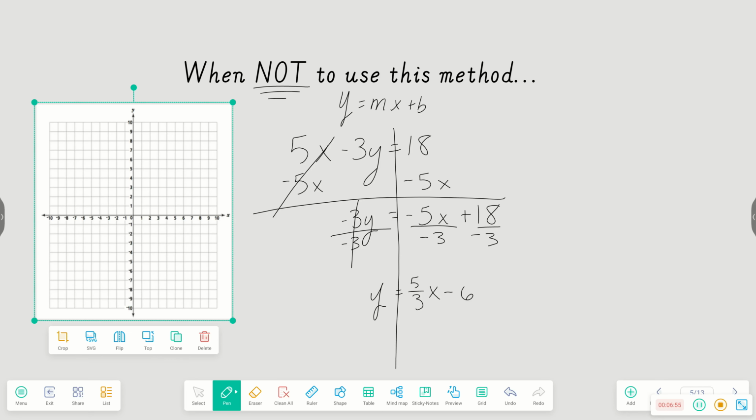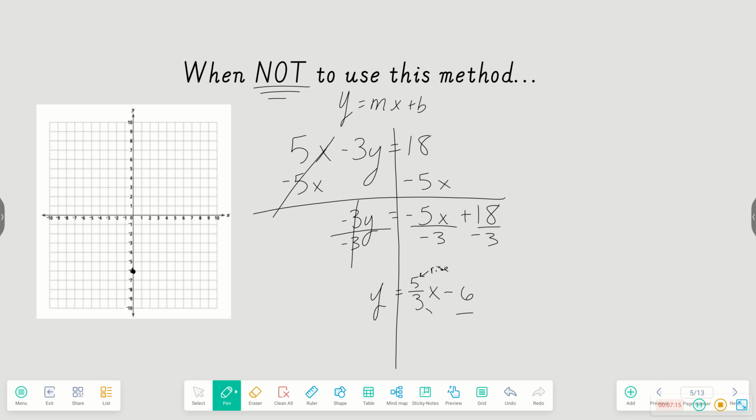And if you're unsure on how to graph this, make sure you see the video that is graphing in y equals mx plus b form or slope-intercept form, because I do go over that there as well. So this means the y-intercept is negative 6. I can put a point on negative 6. And then this is my rise.